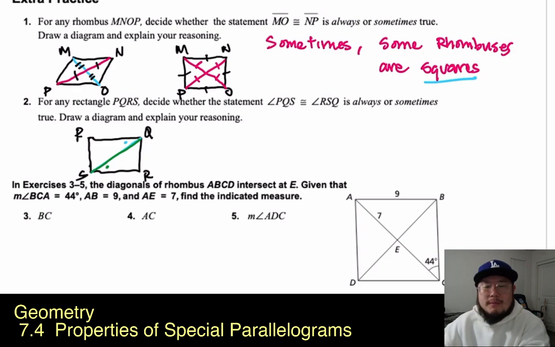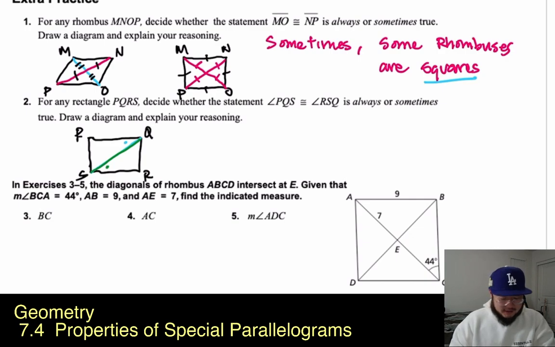Well, remember, a rectangle shares characteristics of a parallelogram. We have two parallel lines, PQ and SR. Q to S, that right there is your transversal. So what we could say is, knowing that these two angles right here are alternate interior angles, that statement right there is always true.